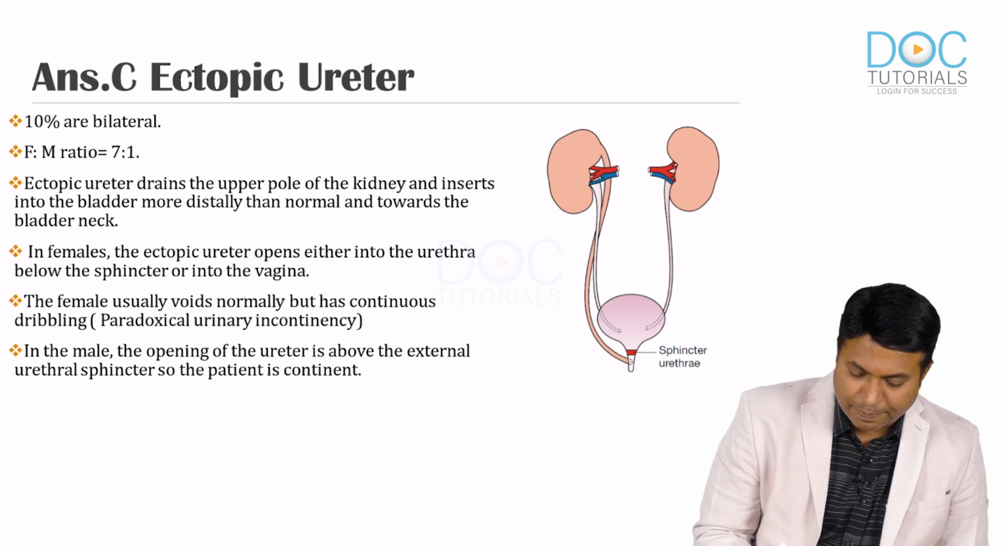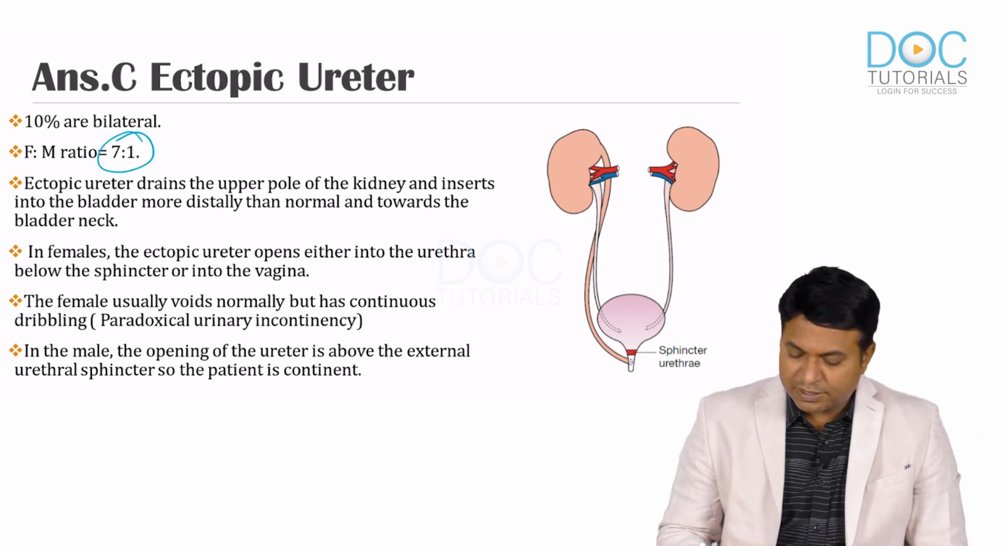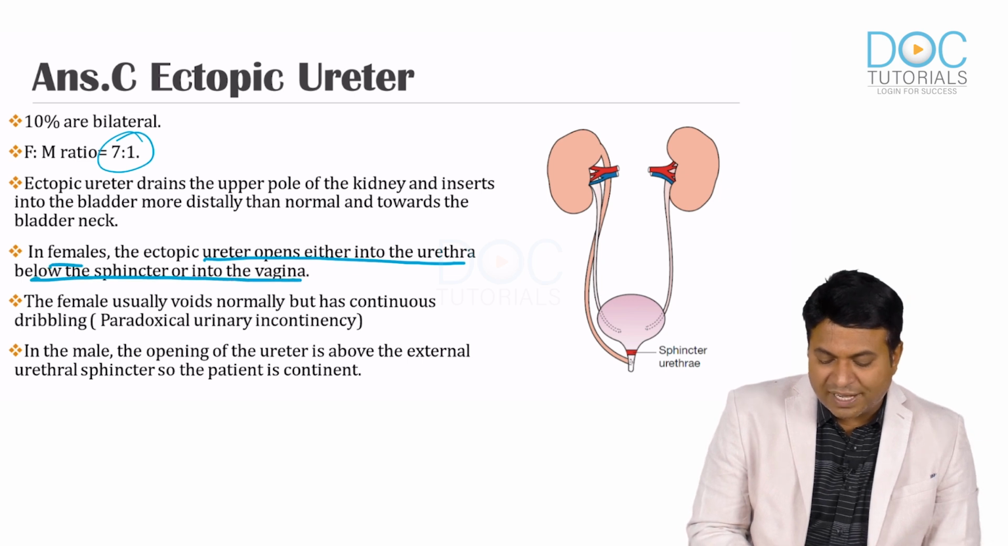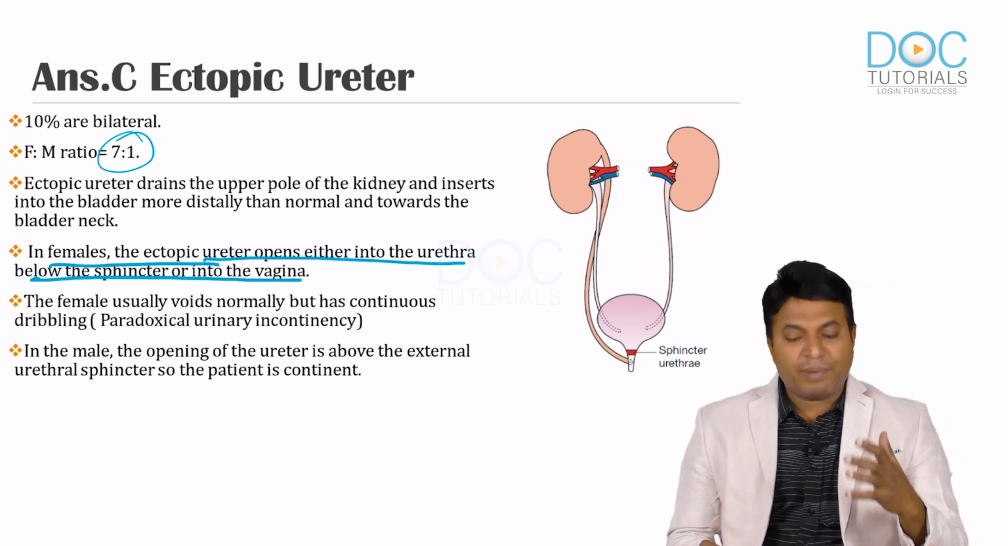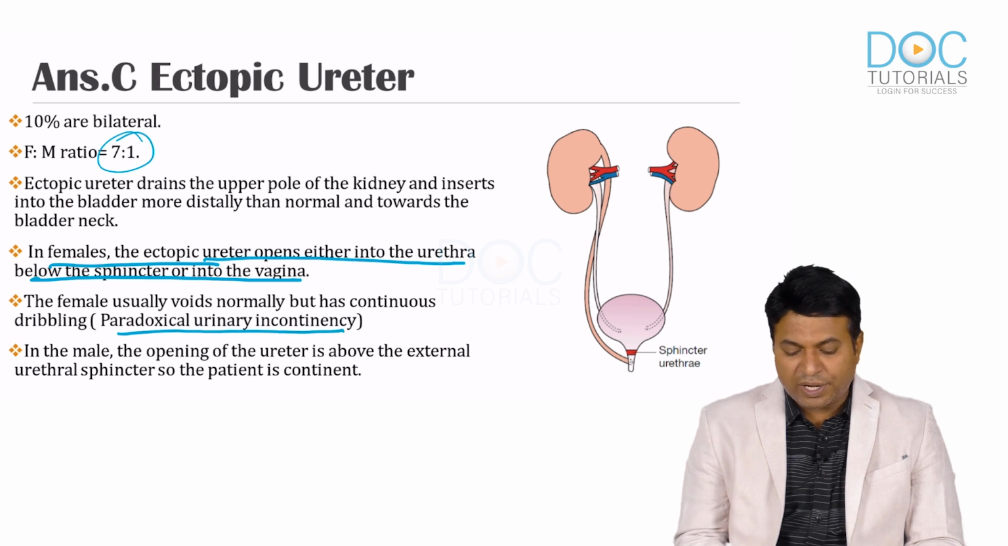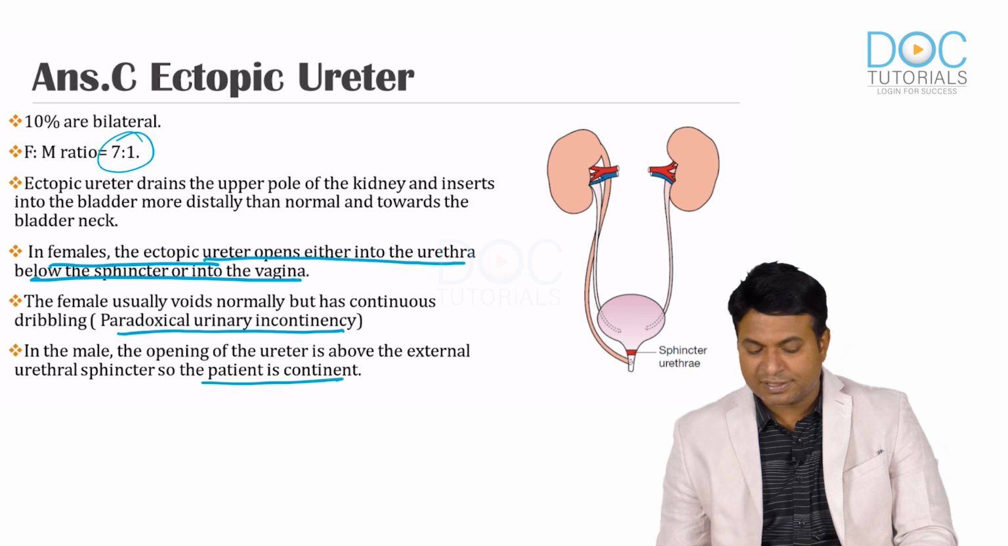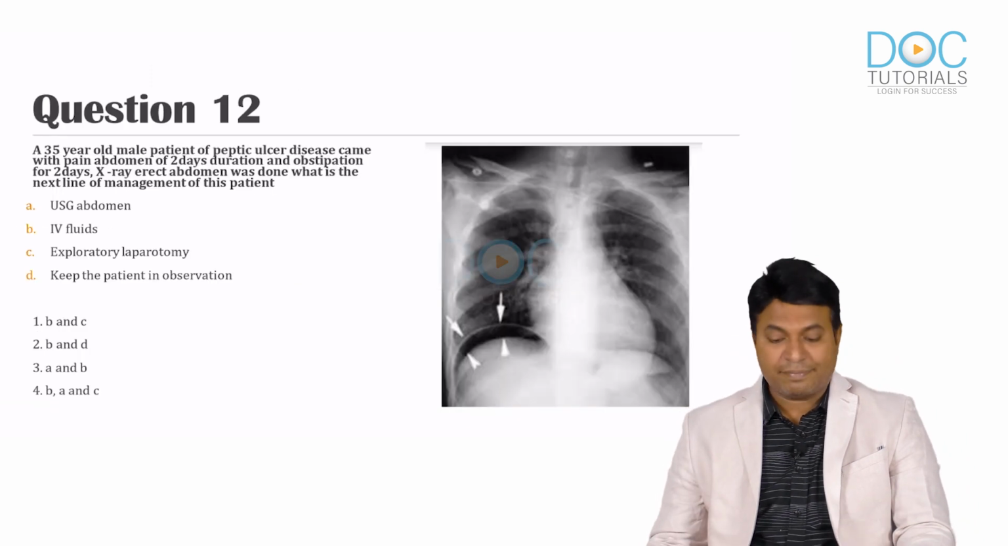A 1:1 ratio is there. In this you can see the ectopic ureter opens either into the urethra below the sphincter or into the vagina itself. Therefore there will be dribbling known as paradoxical urinary incontinence. In males they will have continence. Normal continence is seen in males. So, a 100 times asked question.